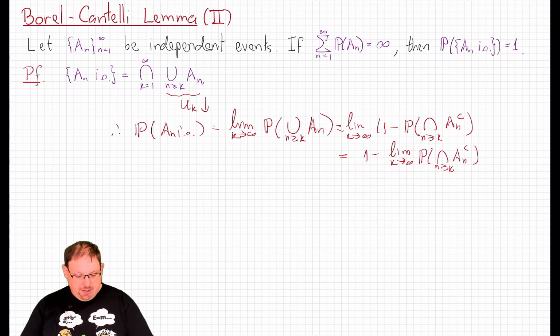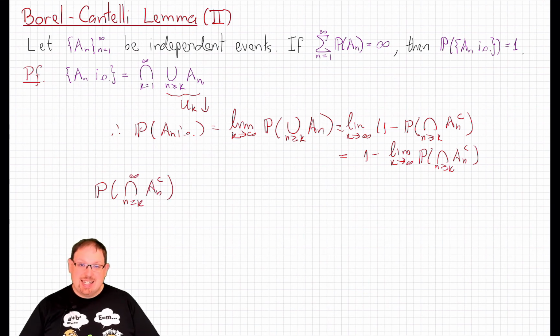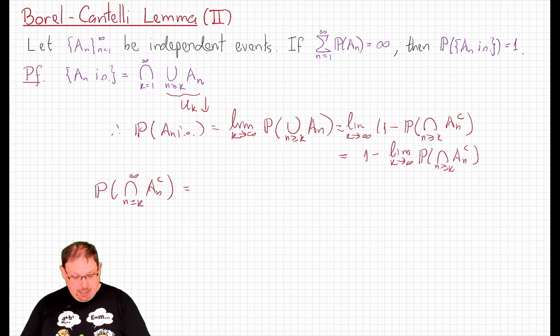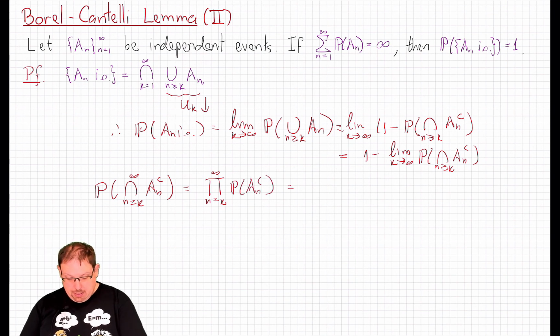Now let's consider fixed k. That probability of the intersection, n going from k up to infinity, of A_n complement, since the A_n's are independent, and therefore, as we've now seen, the A_n complements are independent, is the infinite product, n going from k up to infinity, of the probability of A_n complement, which is the infinite product, n going from k up to infinity, of 1 minus the probability of A_n.